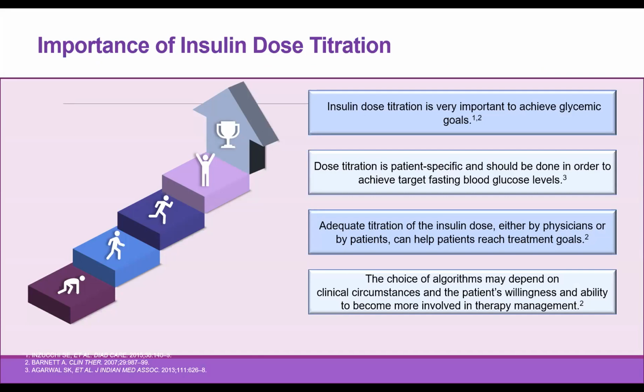Now, unless and until you titrate the insulin dose, you will never be able to achieve the target. So insulin dose titration is very important. If you have not titrated, you will remain here. You will never achieve the target. And the dose titration is patient specific and should be done in order to achieve target fasting plasma glucose level. And adequate titration of insulin dose either by physician or by patient. As I've told you, I always prefer to get the titration done by the patient himself, which actually leads to a better outcome. The choice of algorithm may depend on clinical circumstance and the patient's willingness and ability to become more involved in the therapy.